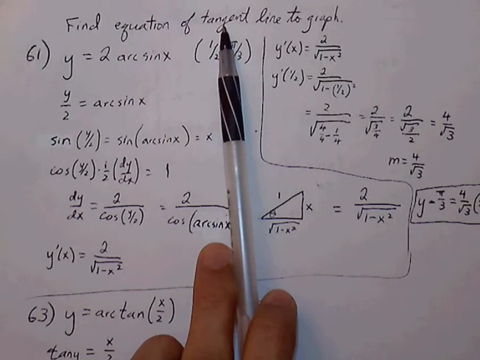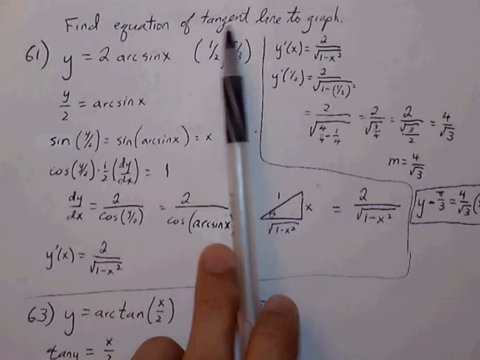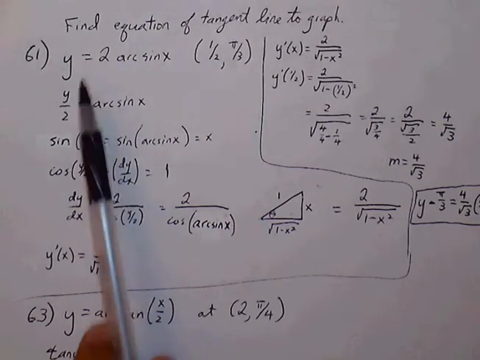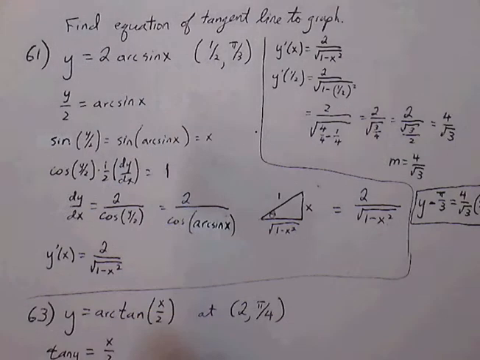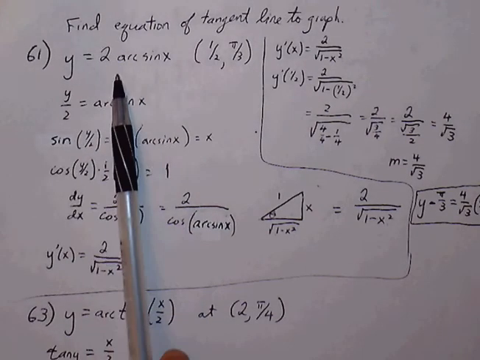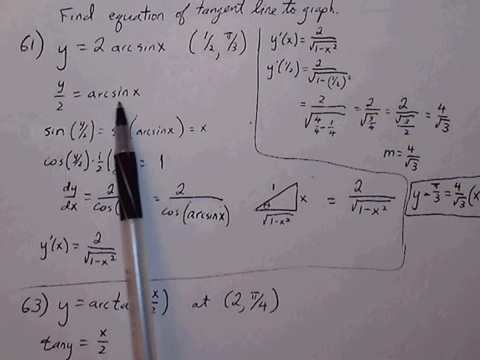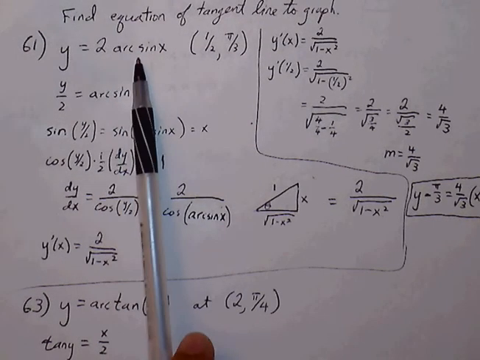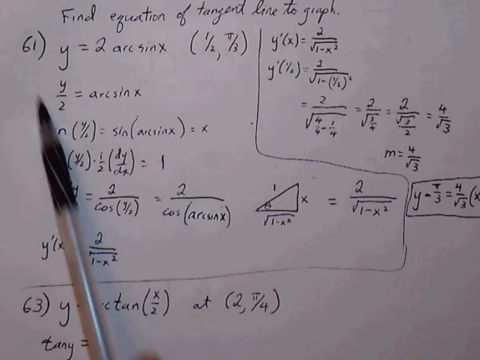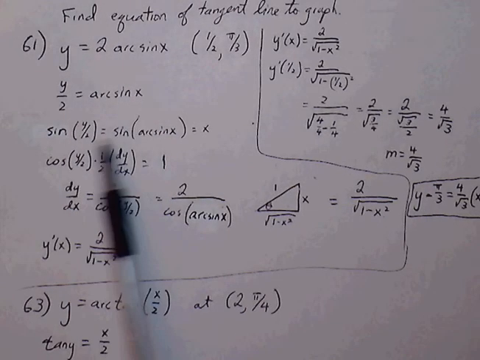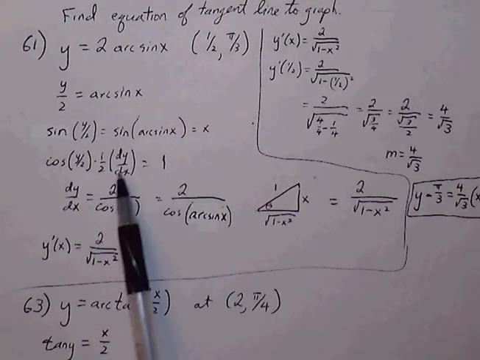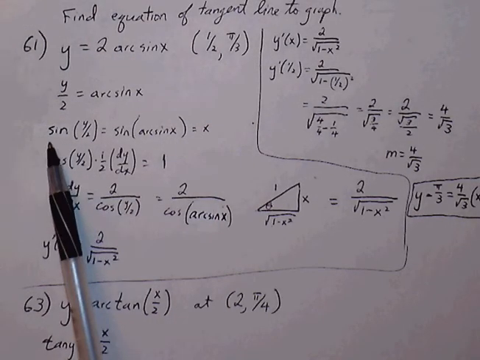The only thing we need to really find is the slope, and once we have that, we can plug into our point slope form for our line. So y = 2 times arc sine of x. I'm going to first find the derivative using the implicit rule. First we got to get the arc sine by itself, so divide both sides by 2, take the sine of both sides. So sine of arc sine of x is simply going to be x. Now we can find the derivative.